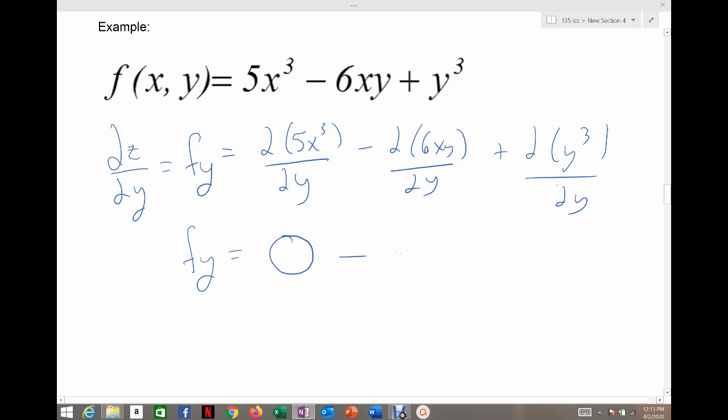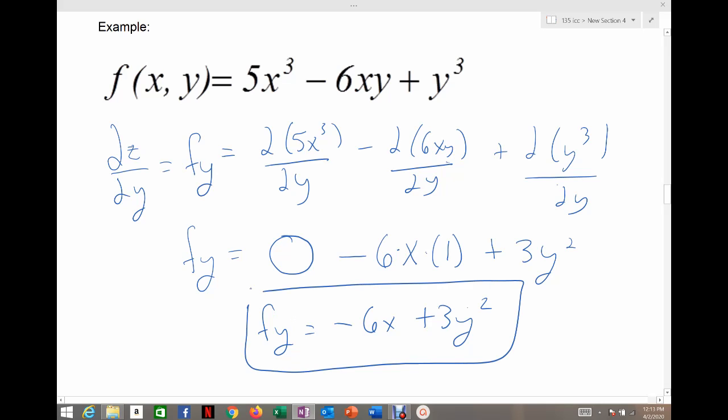I take the derivative of 6xy with respect to y. Well, 6 is a constant. X is behaving like a constant. It's the derivative of y I'm taking. The derivative of y is 1. So it's 6x times 1. Plus the derivative of y cubed with respect to y. Well, since it's y variable, I can take the derivative of y using my rules. And so that's the power rule, 3y squared. And so the derivative with respect to y is negative 6x plus 3y squared.